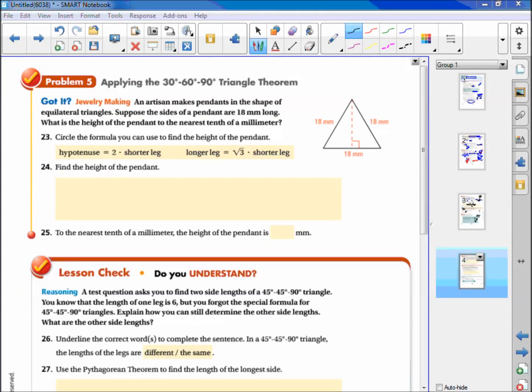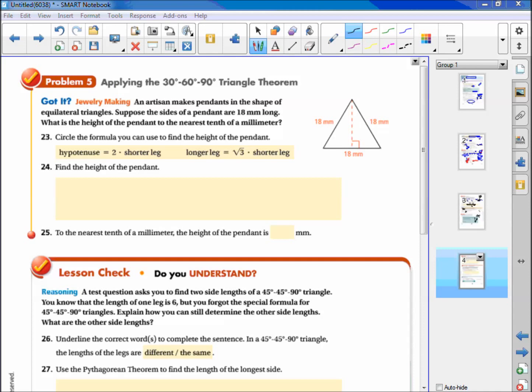All right, on our last page, we have problem number 5, applying the 30, 60, 90 triangle theorem to a problem here. So jewelry making. An artisan makes pendants in the shape of equilateral triangles. So that means we know that all of the sides of our triangles are the same and that we should have 60 in all the corners. Okay. Suppose the sides of a pendant are 18 millimeters long, and that's marked on our picture here.